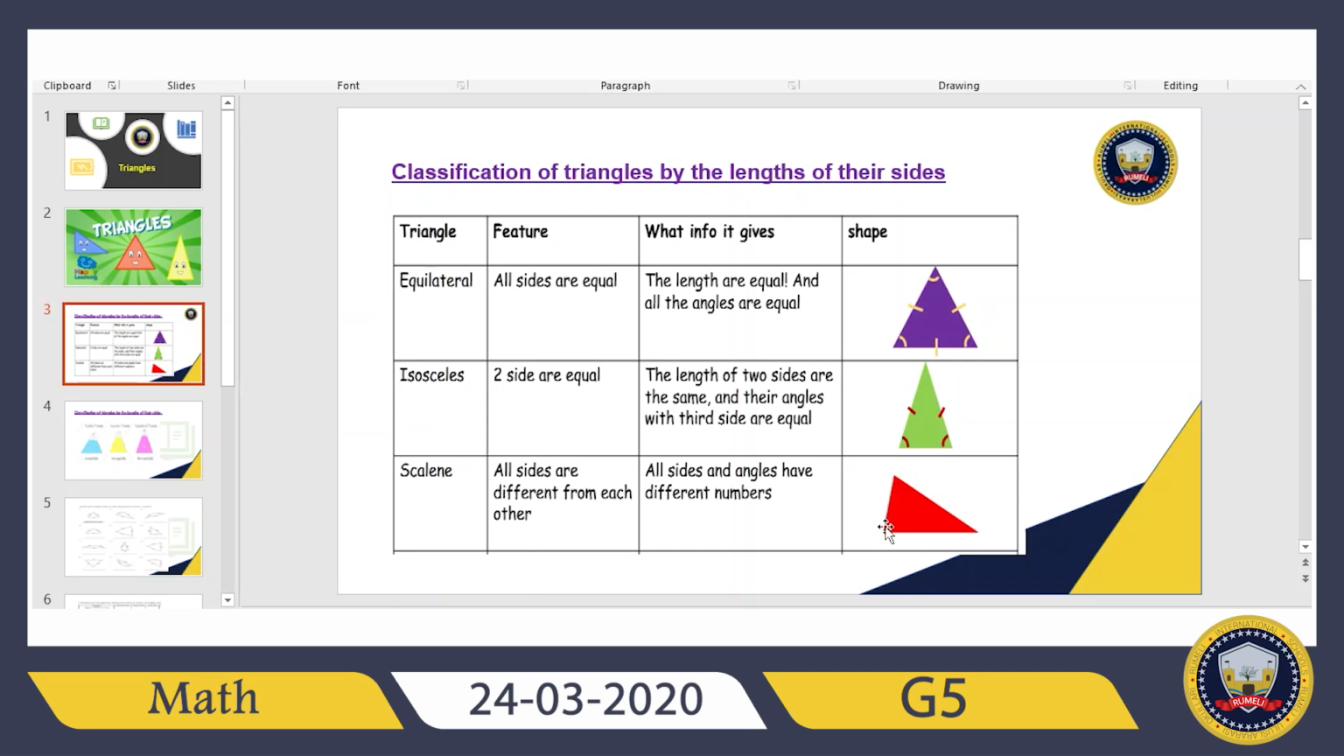If this side equals 3 centimeters, this side might be equal to 10 centimeters, and this side might also be equal to 7 centimeters, for example. So all sides are different in their measure, so I named this triangle a scalene triangle. So I have three types of triangles: equilateral, isosceles, and scalene triangle.